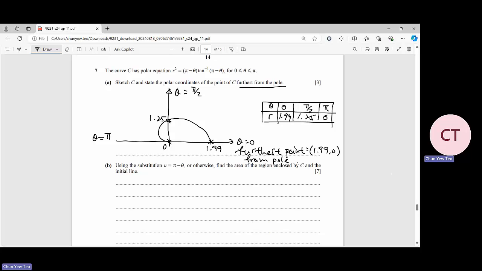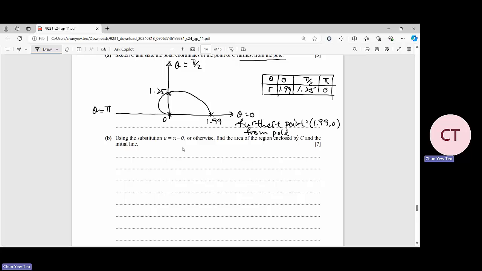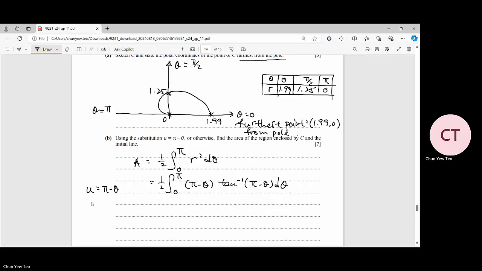And move on, they ask you to use a substitution to find the area enclosed by C. So to find the area, it is a half, integrate 0 to pi of r squared d theta. Your r squared is already given as (pi minus theta) arctangent of (pi minus theta) d theta. So use a substitution. Your u is equal to pi minus theta. du d theta is negative 1. d theta is negative du.